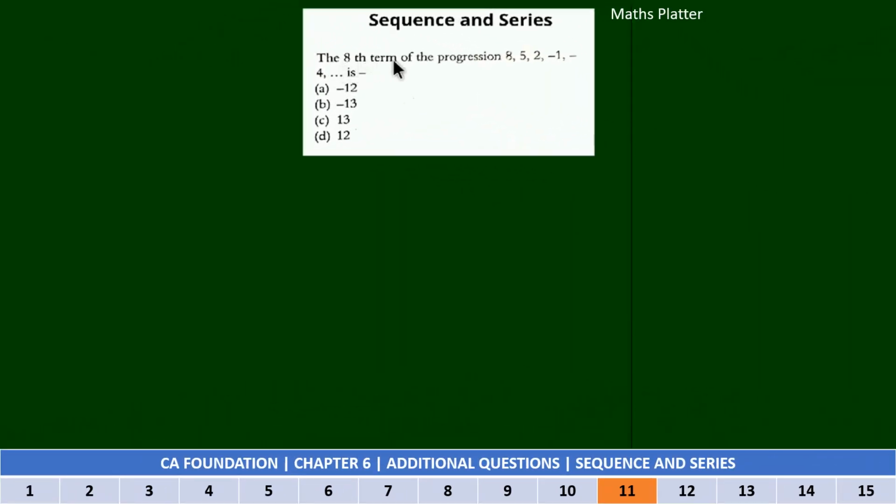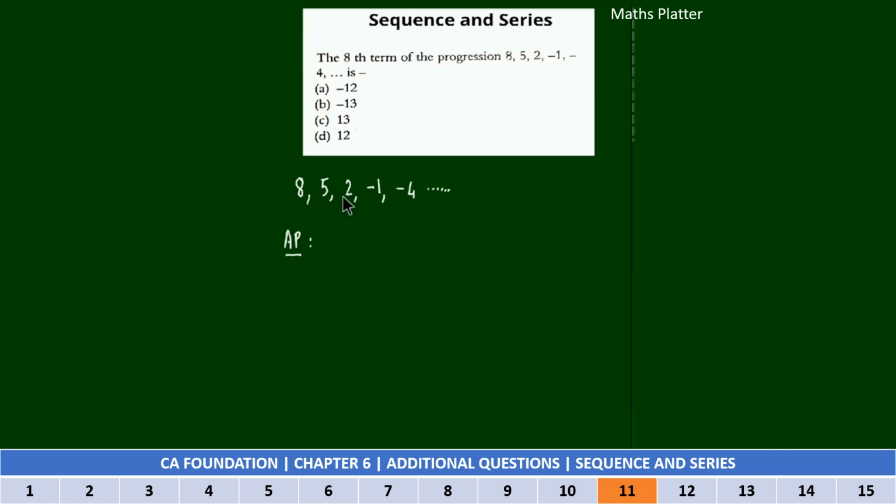The question is, the eighth term of the progression 8, 5, 2, minus 1, minus 4 is. So if we observe the given sequence, the terms are 8, 5, 2, minus 1, minus 4 and so on. So if we observe carefully, we see that it is an arithmetic progression, or we commonly call it an AP. The reason being, the terms have a common difference, right? So 5 minus 8, that's minus 3. 2 minus 5 is minus 3. Minus 1 minus 2 is minus 3.